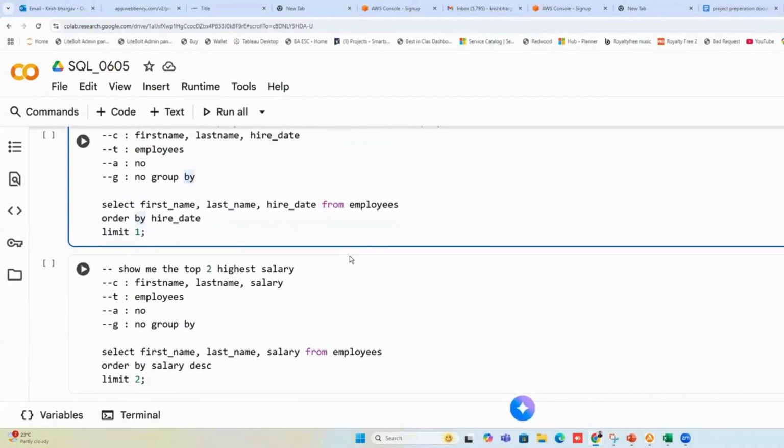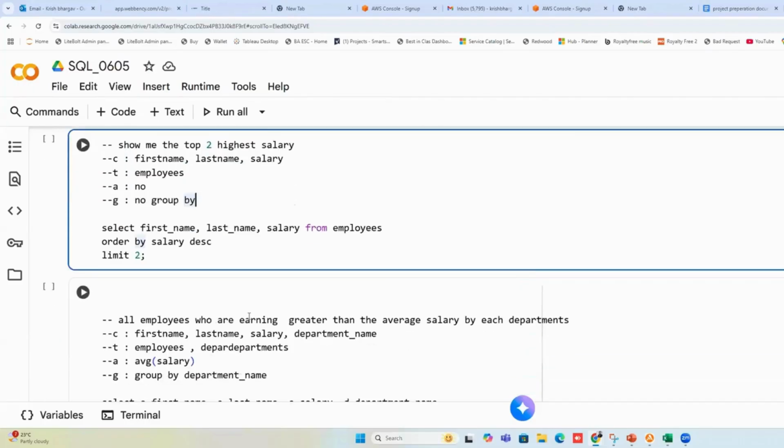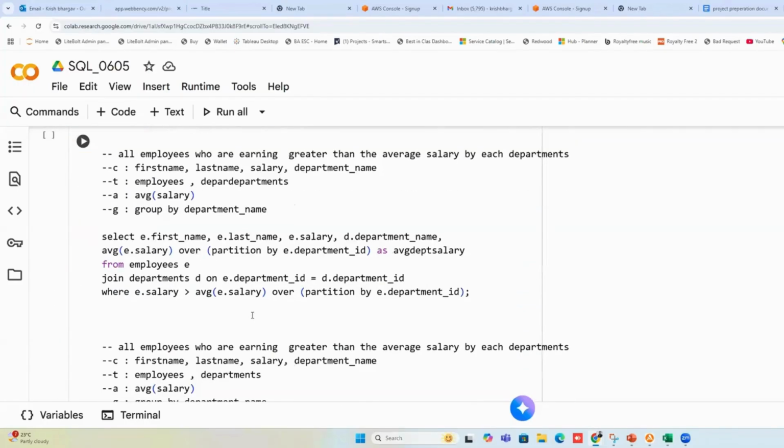And if you want the top 2 highest salaries, then I put limit 2. Then limit 2. Correct.